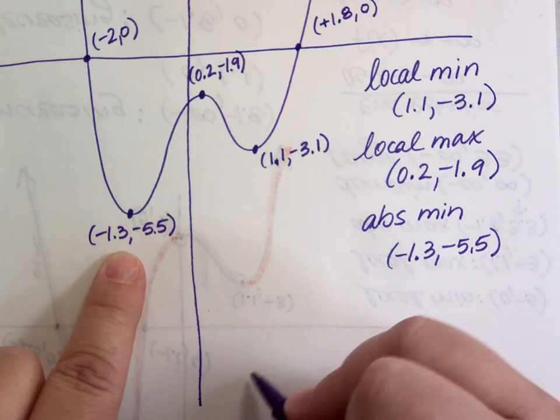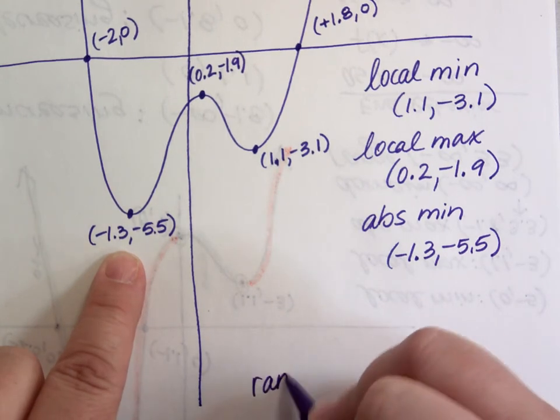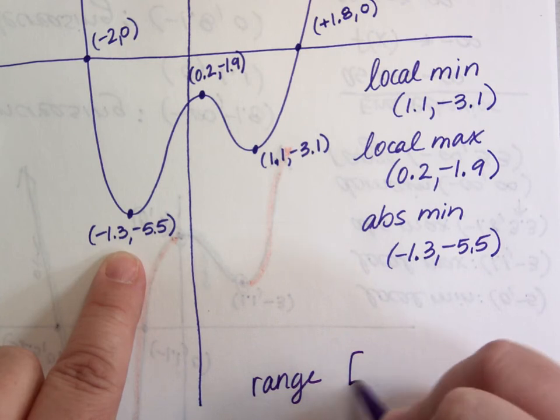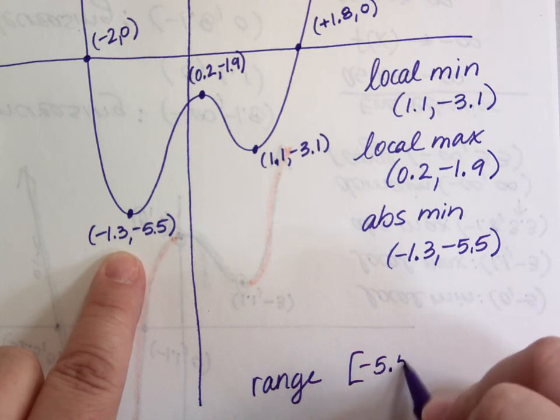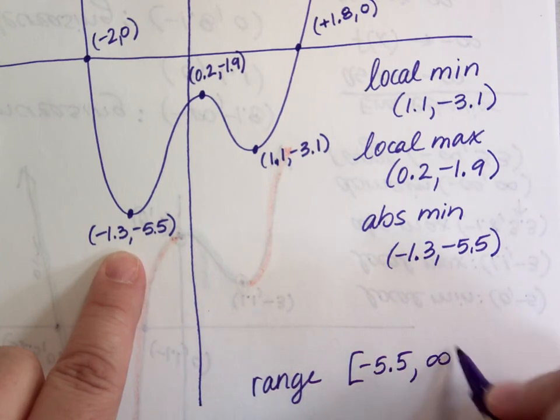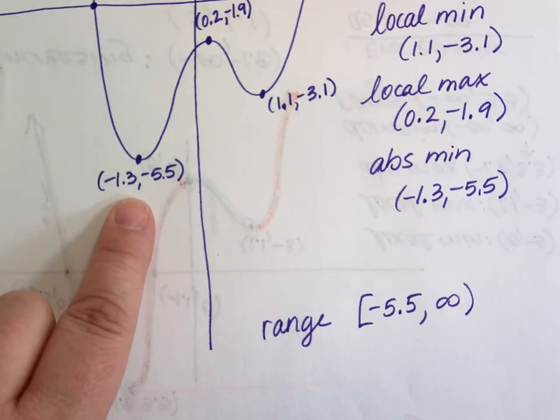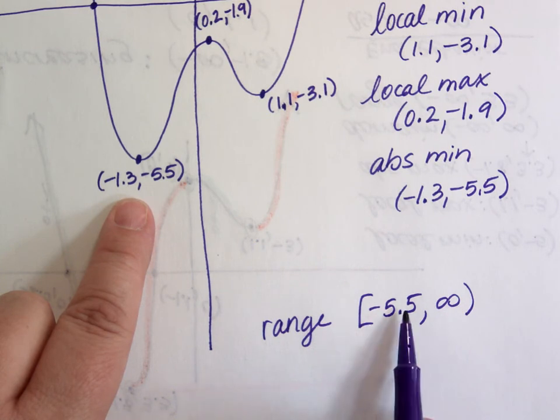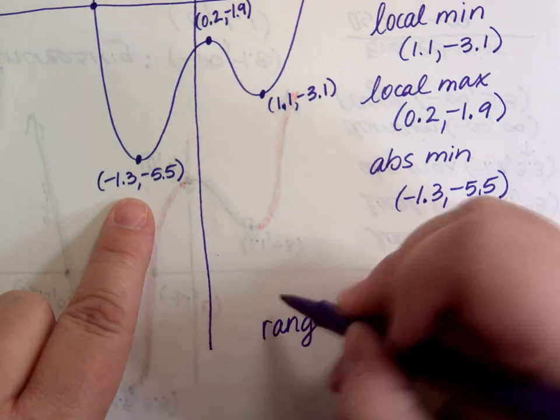So that means my range starts at -5.5 and goes to positive infinity. Okay, remember interval notation, it's always smaller number to larger number. So the smallest number you're ever going to have is going to be on the left, positive infinity on the right. Domain is still all real numbers.